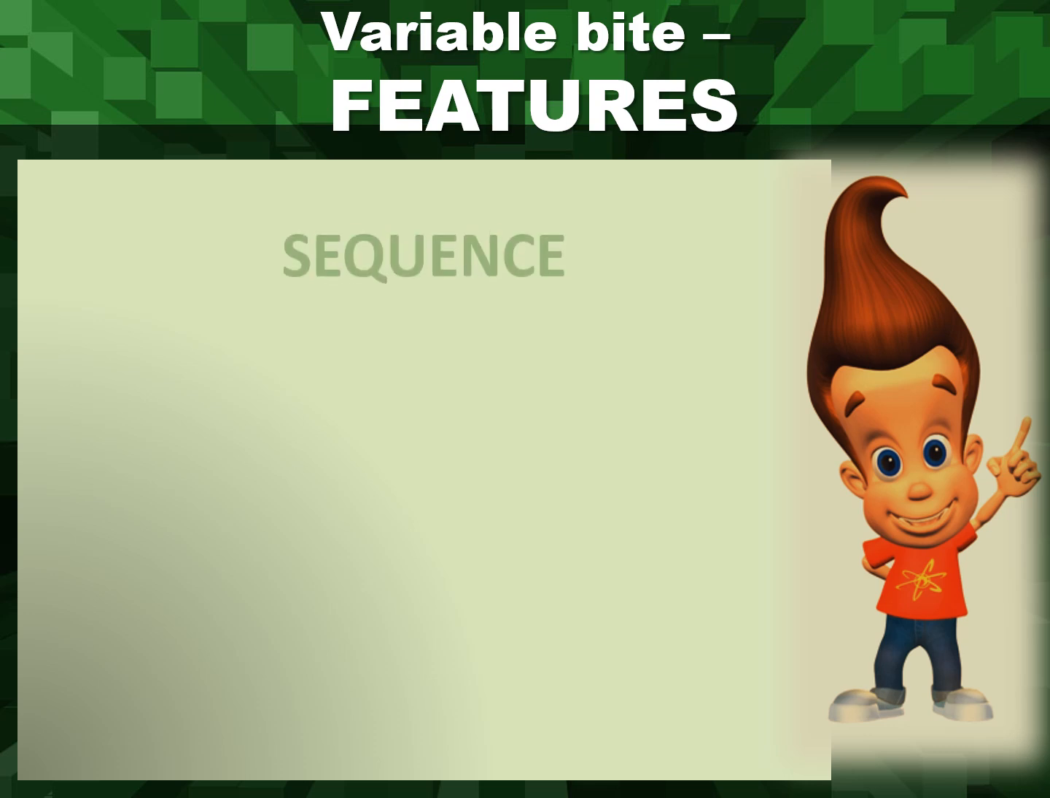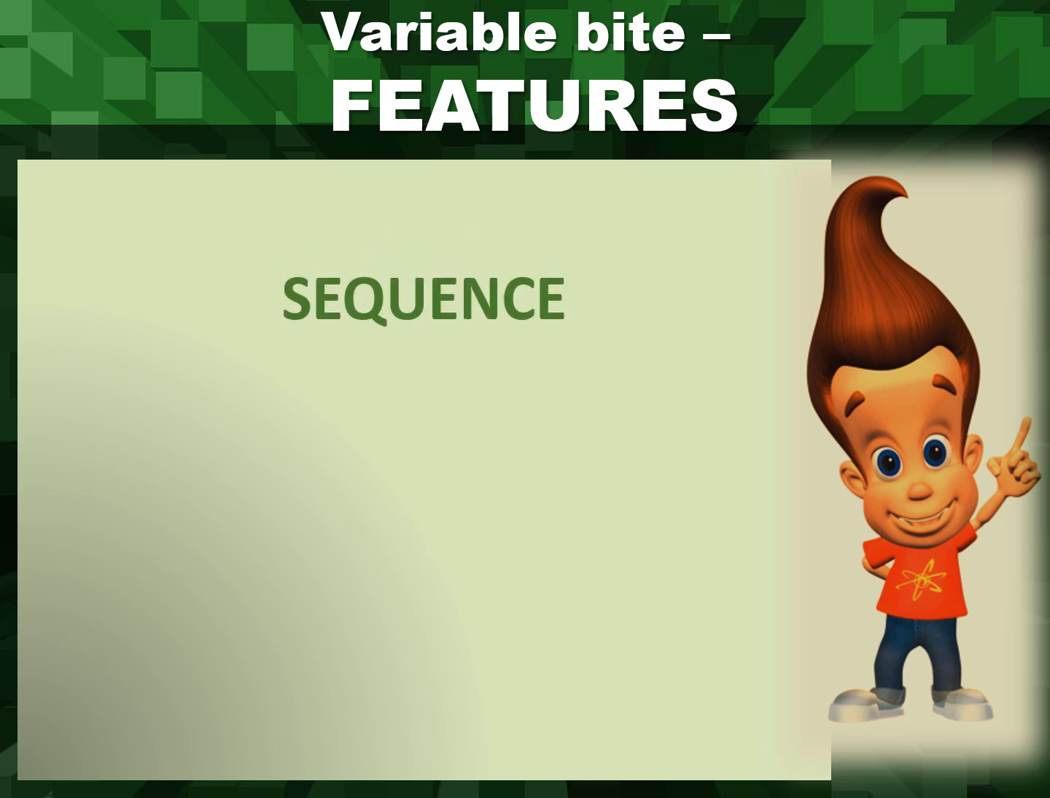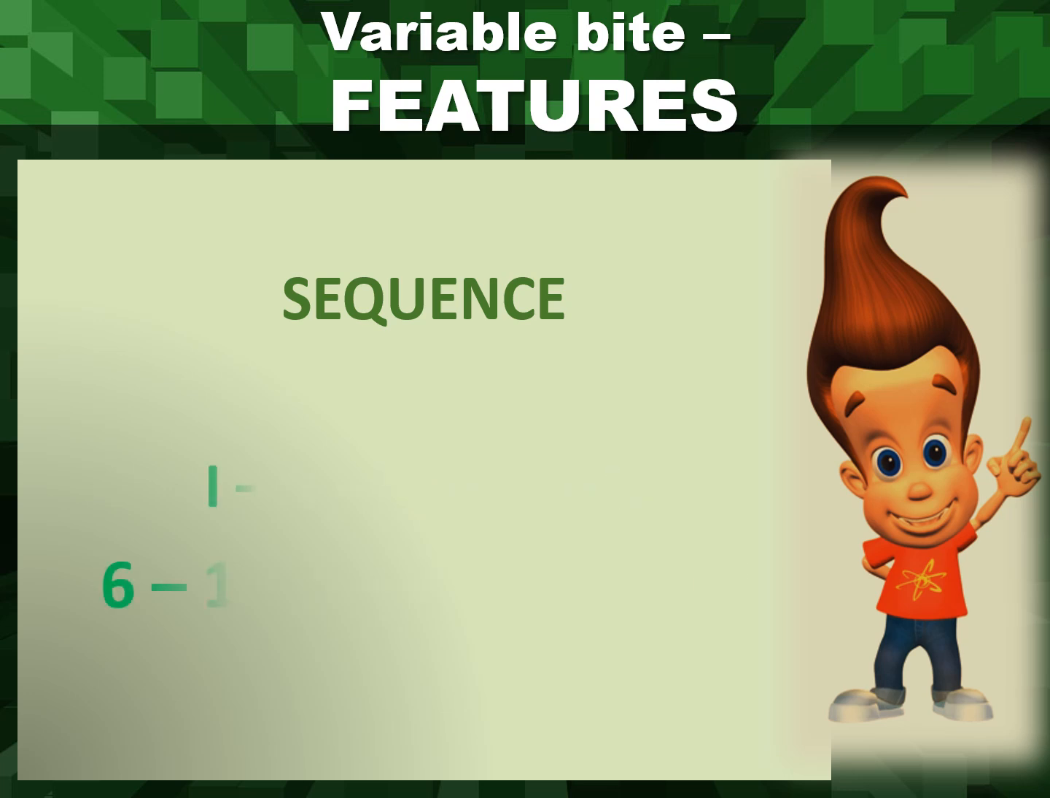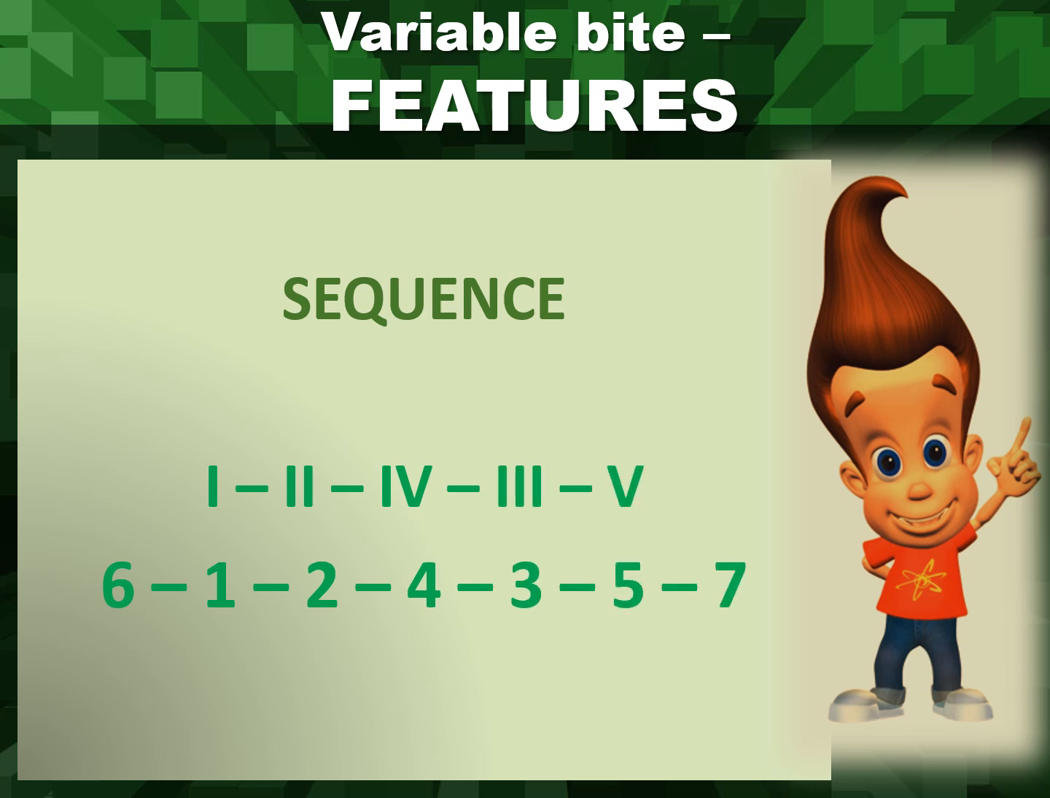What about the sequence of eruption? The sequence of eruption of permanent teeth is the same as in temporary dentition, but at the beginning we add 6 and at the end we add 7. The same poem: 6, 1, 2, 4, 3, 5, 7.